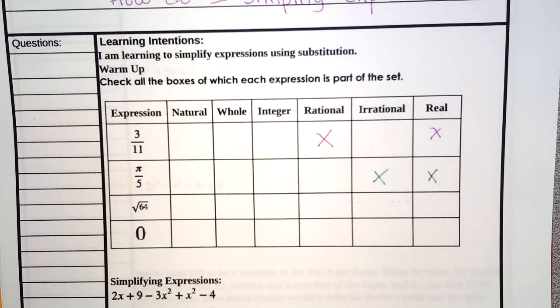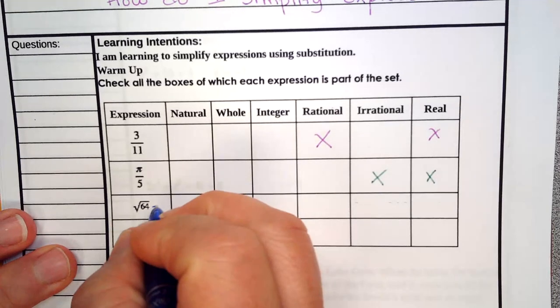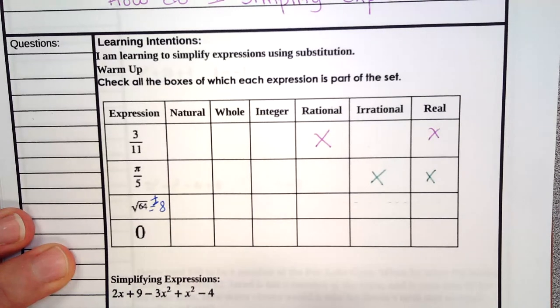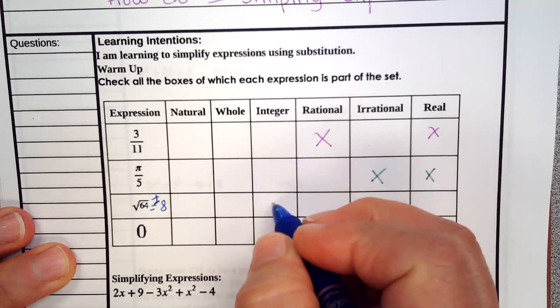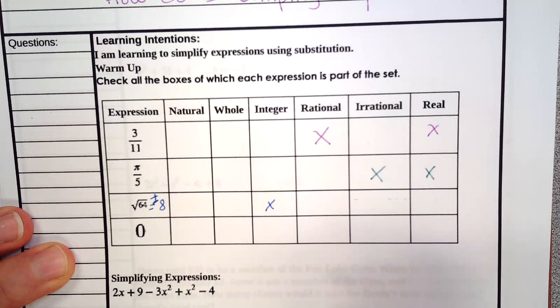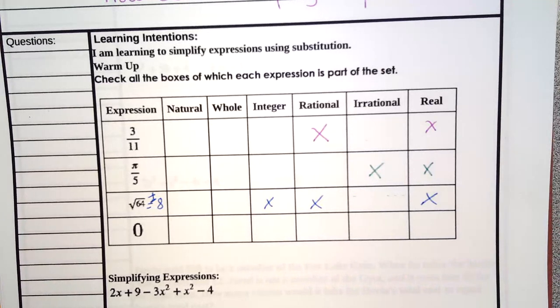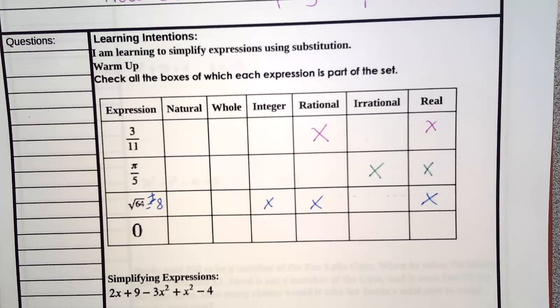What about the square root of 64? That is a positive or negative 8. Positive or negative 8 are integers. They are rational and they are real. Any square root will have your primary and your secondary, because negative 8 times negative 8 gives you positive 64. Did you get that one correct, or did you not realize the negative 8 was going to be there?